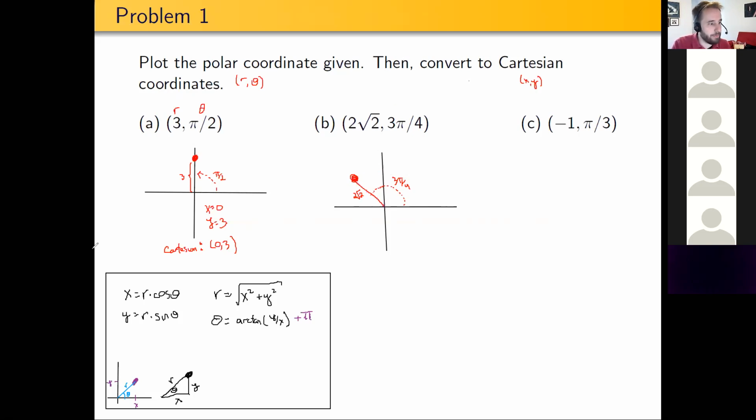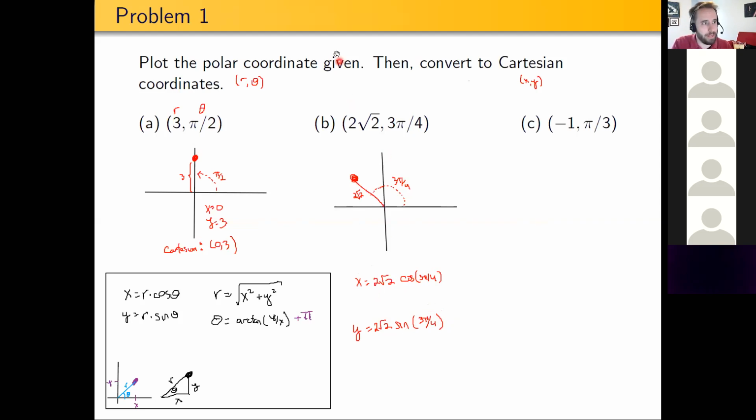Let me go ahead and use these formulas to help me out. Here I've leaned on the geometric intuition to gain a sense of where this point is, but I can now use the formulas to really drive this home. So my x-coordinate is going to equal r times cosine of theta, so that's 2 root 2 times cosine of 3 pi over 4, and we'll get to what that is in just a second. And y is equal to 2 root 2 sine theta, so that's 2 root 2 sine of 3 pi over 4. By translating into these formulas, I can use this geometric intuition, but I also have to remember what my cosine of 3 pi over 4 is and what my sine of 3 pi over 4 is.